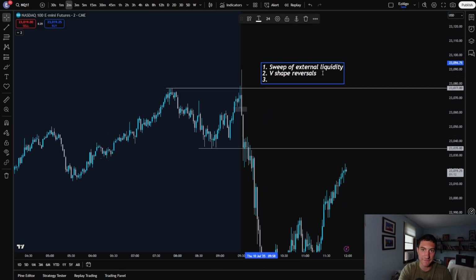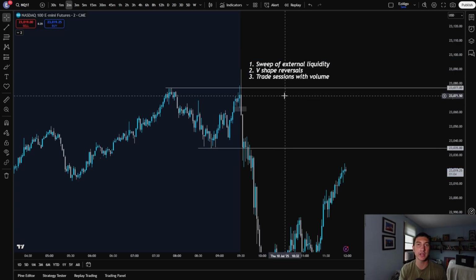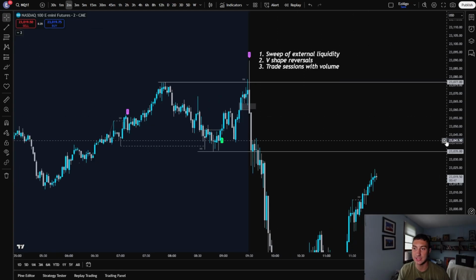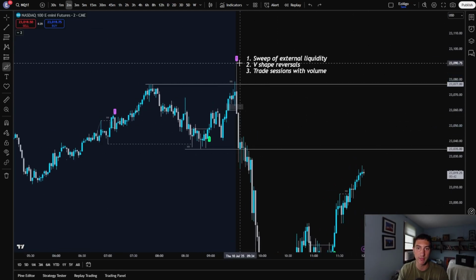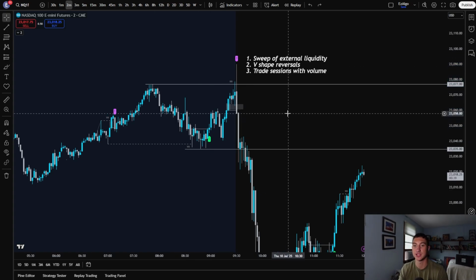And the third way to mitigate false signals is to trade sessions with volume, right? So if you live in the United States, trade New York session, from 9:30 to 11 a.m. Eastern. Don't trade Asian or London session where volume is lower. That's why a lot of the times when you see these A+ setups, it occurs during New York Open, right when the market opens. That is the time to catch these moves. You're not just trading randomly at any certain time. You want to be trading sessions that have volume.